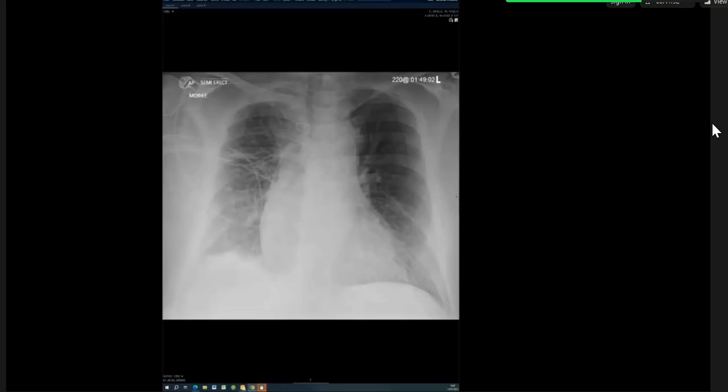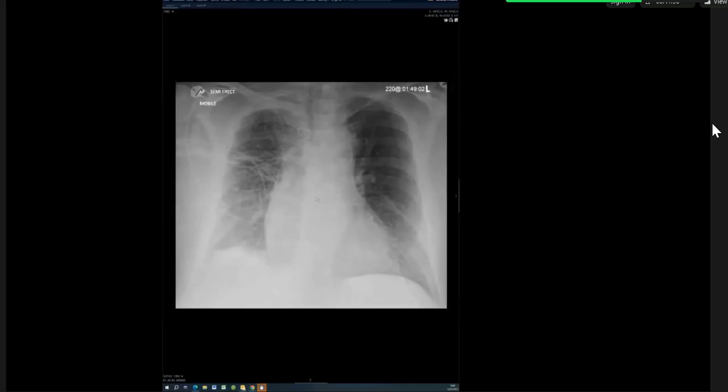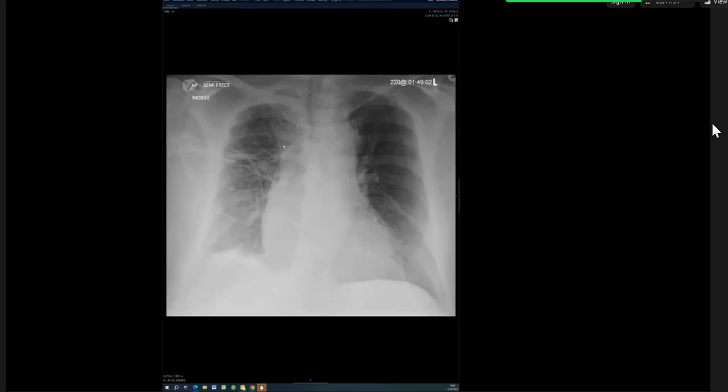And there is some haziness in the right lower zone, which could be due to effusion, which is tracking along the lateral chest wall. Cardiomegaly, with congestion. Yes, I think it's a typical heart failure chest X-ray. I just wanted to go through it with you to see how you approach a chest X-ray.